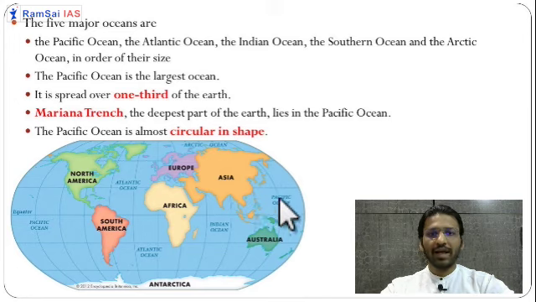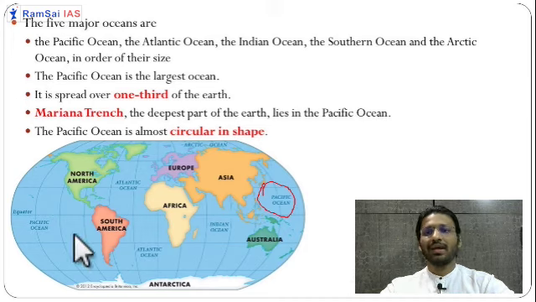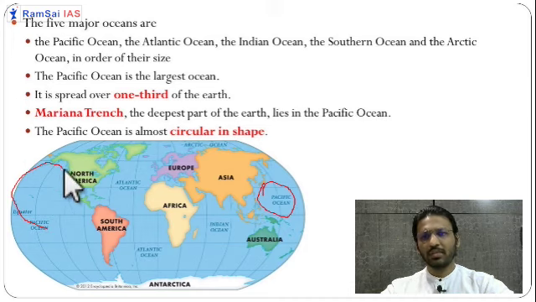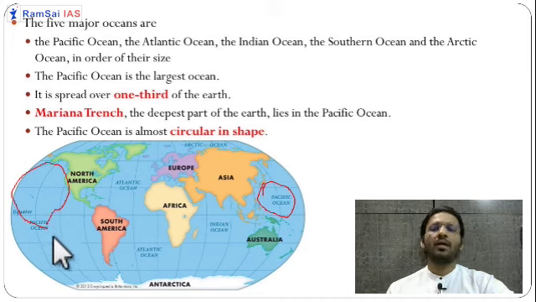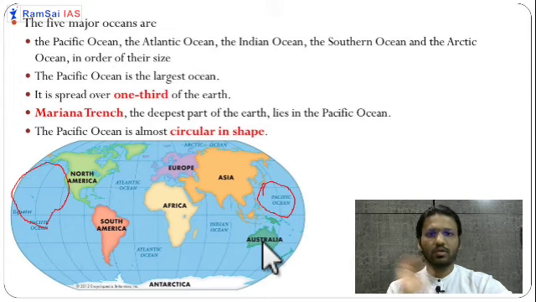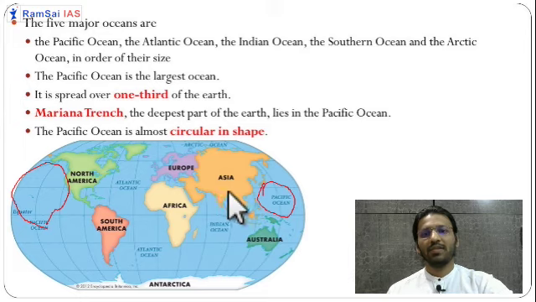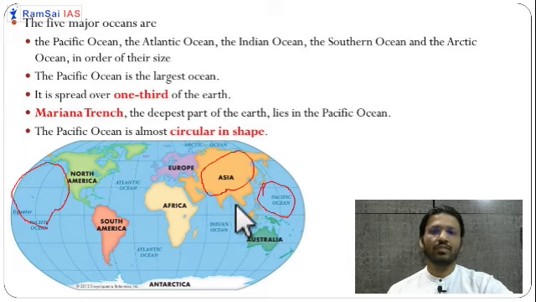Out of them, the Pacific is the biggest ocean on the earth. It is almost circular in shape. It is very huge. Almost one third of the space is occupied by this ocean. Similarly, as we have seen, Asia is also occupying one third of the space on the surface of the earth.